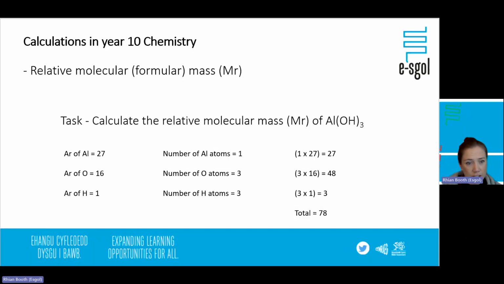And then if we look at hydrogen, the Ar of hydrogen is 1. However, there are 3 of them. So it gives you a total of 3 times 1. And then all you need to do is add all of those together to give you the relative molecular mass, which is 78.